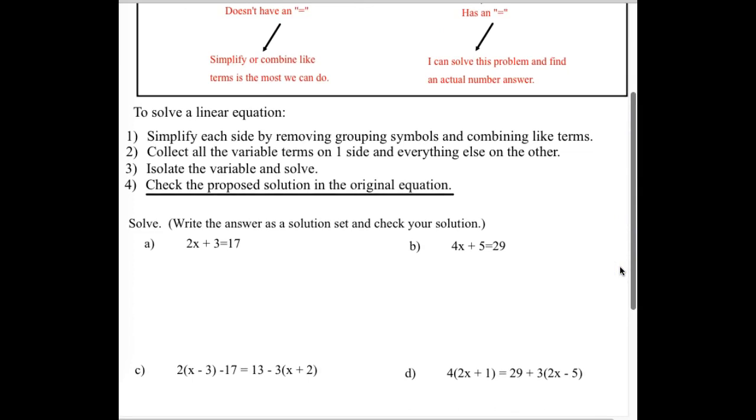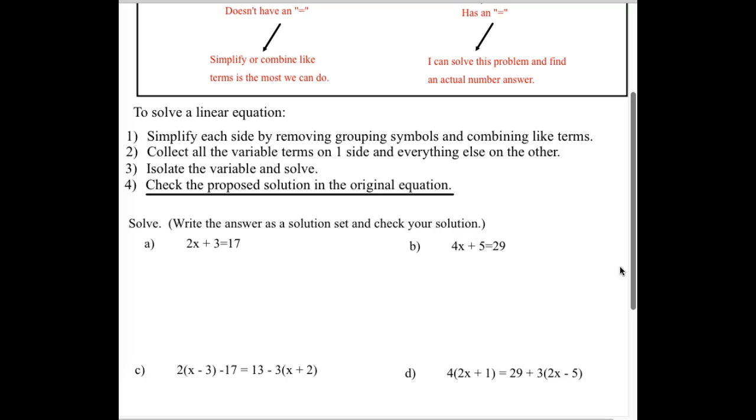Our steps: we simplify each side by removing grouping symbols and combining like terms. Grouping symbols, typically parentheses, are used to show that you have some distributing to do. We want to collect all variable terms on one side and everything else on the other side. We want to isolate that variable and solve, and check our proposed solution in the original equation. Notice that one's underlined. It's extremely important that you check your solution. Make sure it works, but you have to check it in the original problem, not any piece along the way in your process. It always has to go back to the first one.